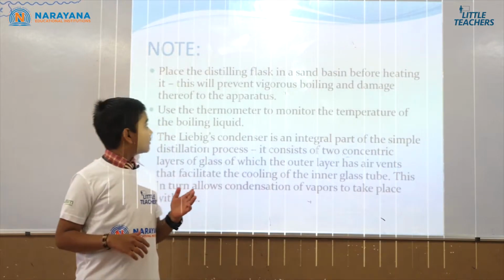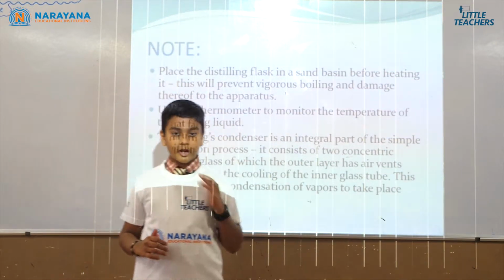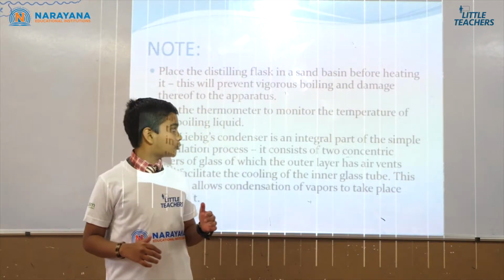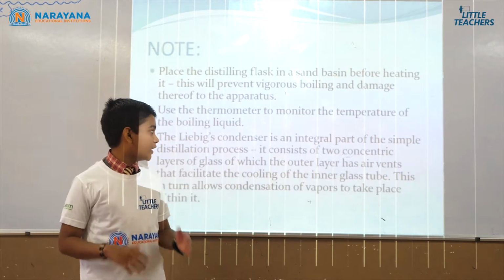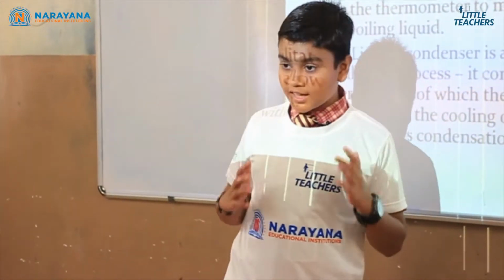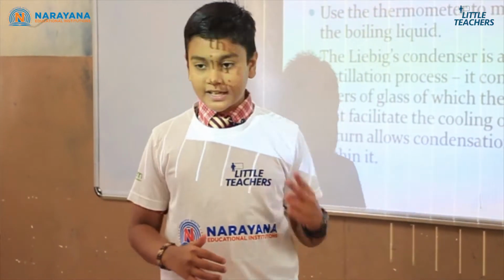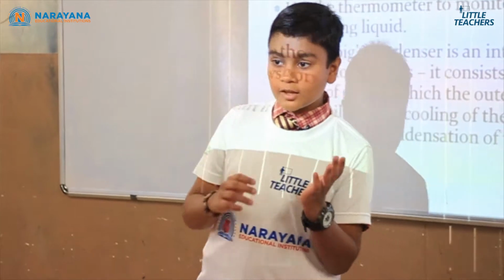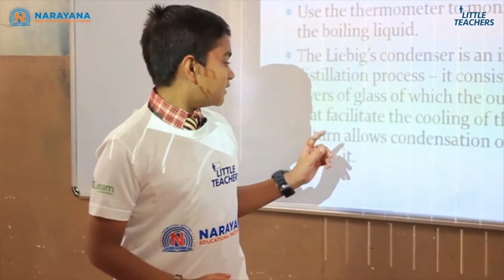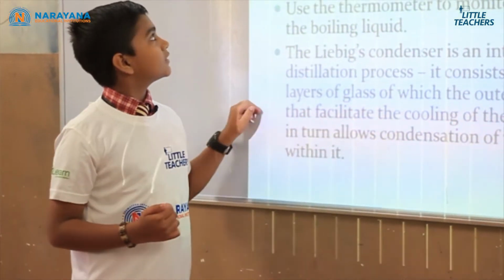Note: place the distilling flask in a sand basin before heating it. This will prevent vigorous boiling and damage to the apparatus. Use the thermometer to monitor the temperature of the boiling liquid. The Liebig condenser is an integral part of the simple distillation process. It consists of two concentric layers of glass, of which the outer layer has air vents that facilitate the cooling of the inner glass tube. This in turn allows condensation of liquid to take place within it.